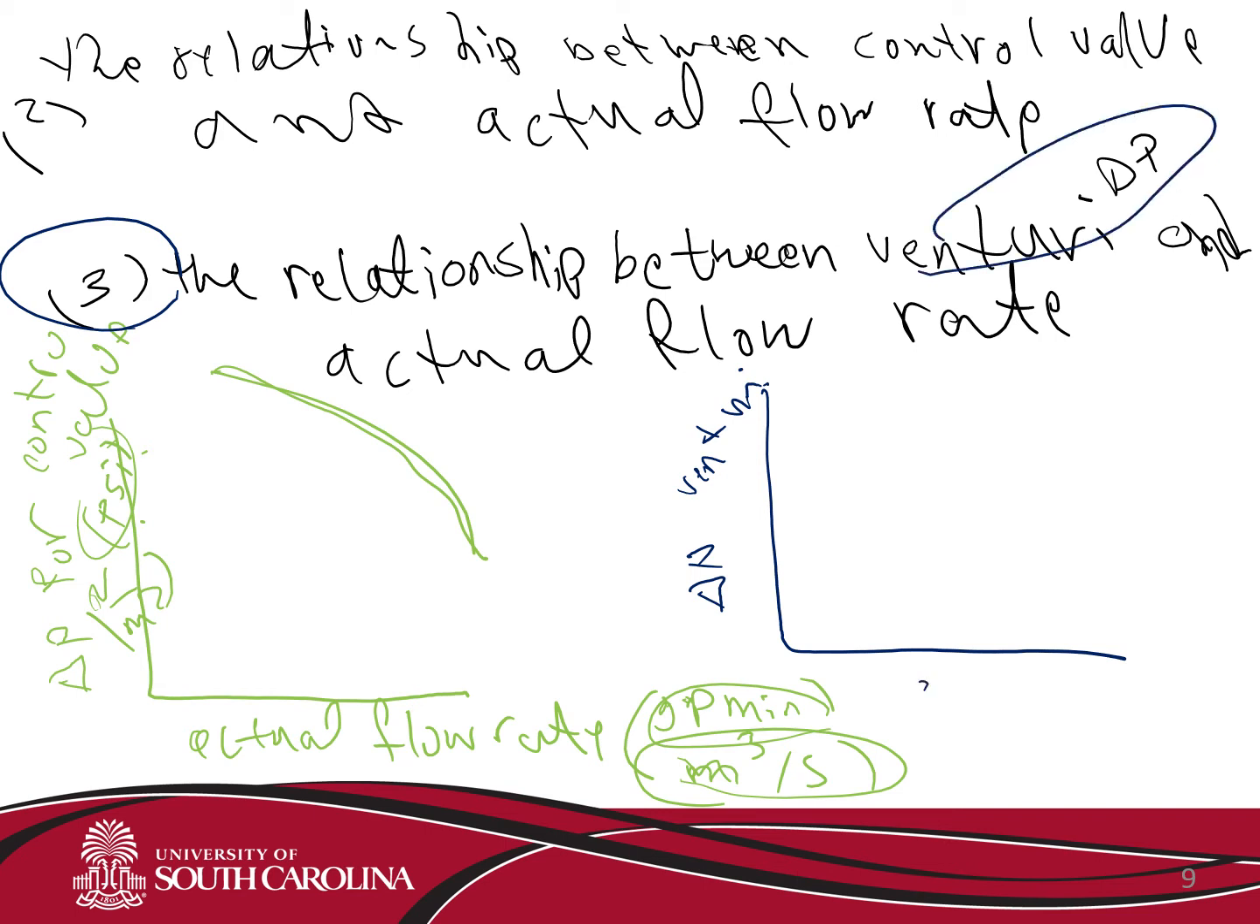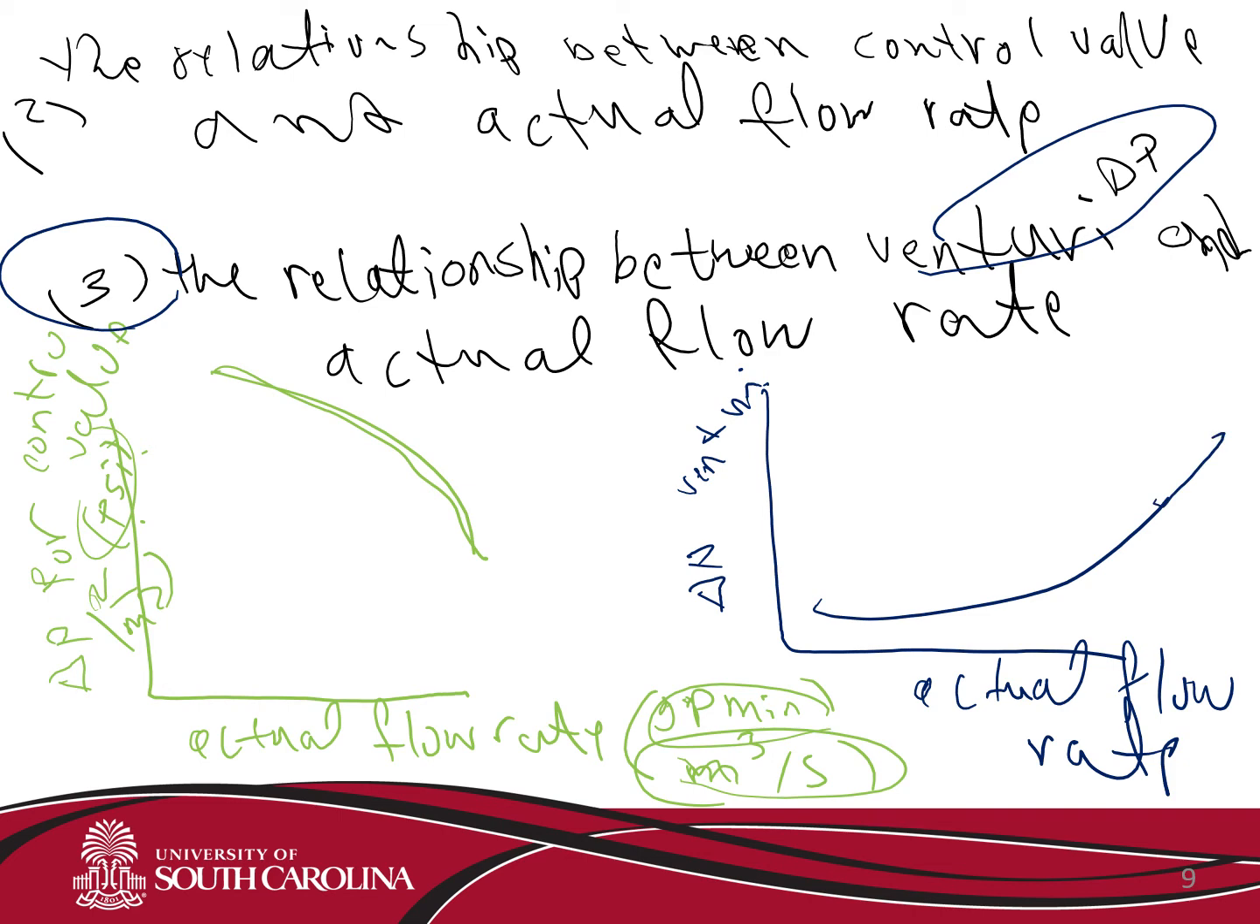Delta B with actual flow rate. You should get a figure like this, and then you give the reason why you get this figure. What is the relationship between delta B for Venturi and the actual flow rate? Why do you get this? Explain and discuss in the results and discussion section of your report, and give details why you get this. Okay, thank you.